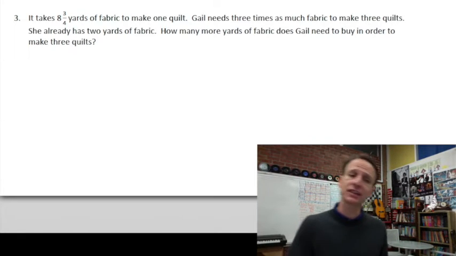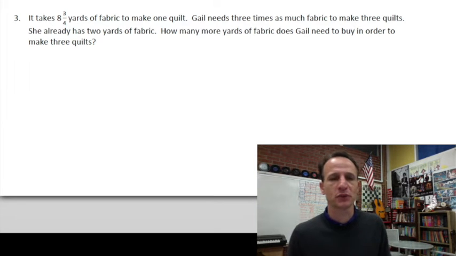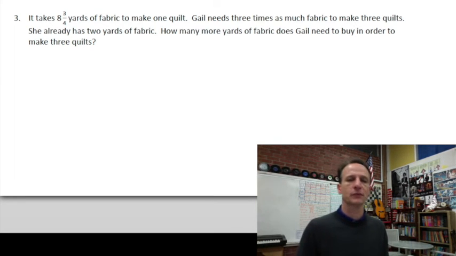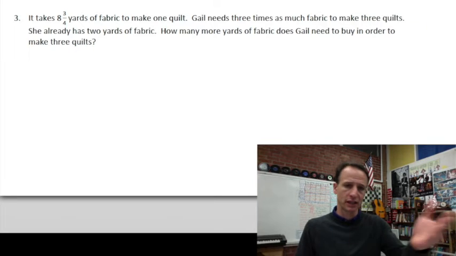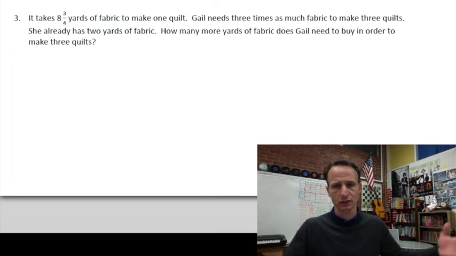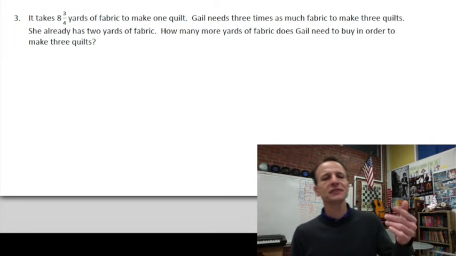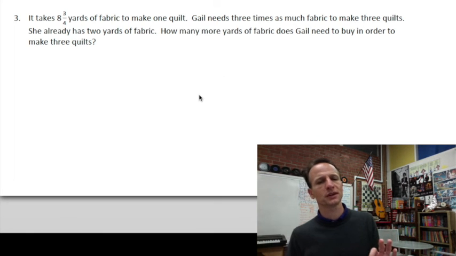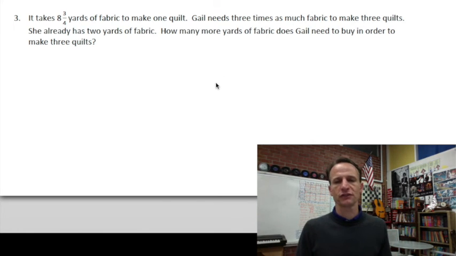However, it takes 8 3/4 yards of fabric to make 1 quilt. Okay. Gail needs 3 times as much fabric to make 3 quilts. Okay, well, I mean, that makes sense, right? 8 3/4 makes 1 quilt. She's going to need 3 times as much to make 3. She already has 2 yards of fabric. So how many more yards of fabric does she need to buy in order to make 3 quilts?